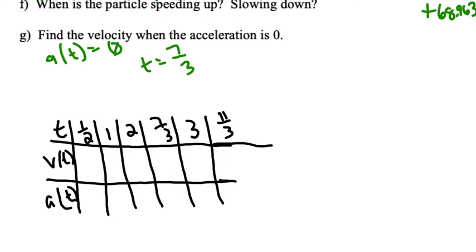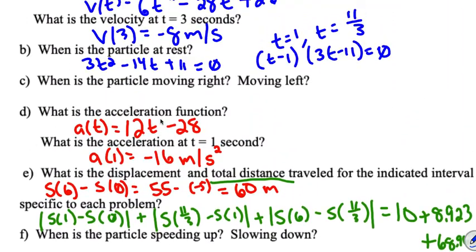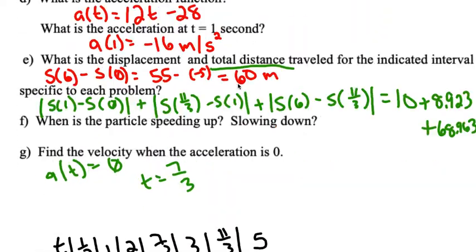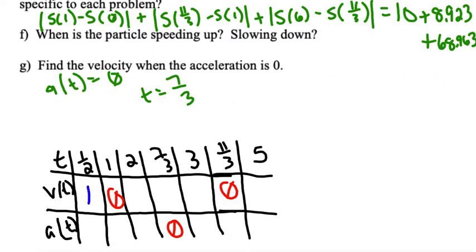And then a number bigger than 11/3, but we want to keep it less than 6, so I used 5. So this was a 0 in the velocity, and this was a 0 in the acceleration. When you plug 1/2 into your velocity, let's come up here. If we plug 1/2 in here, we get a negative and a negative, so that's positive. So this one here is a positive.